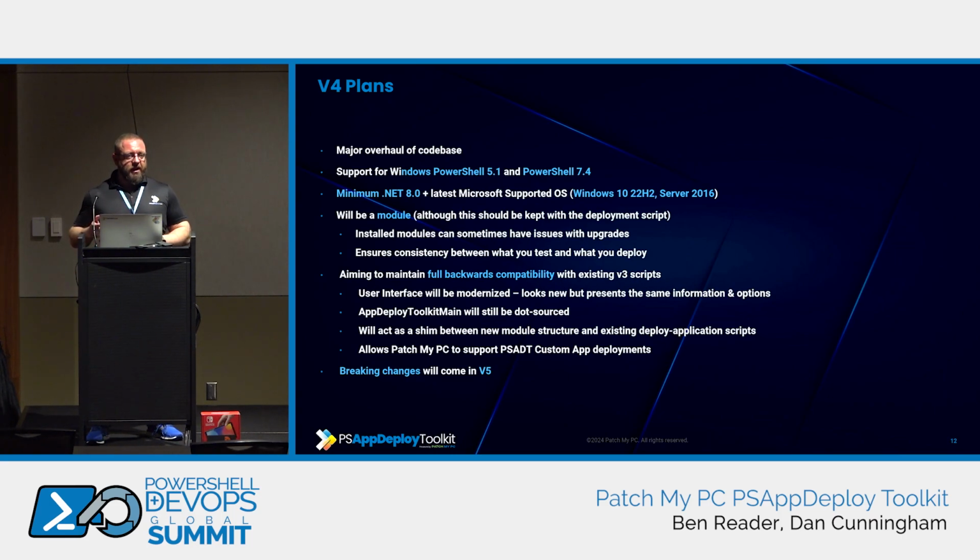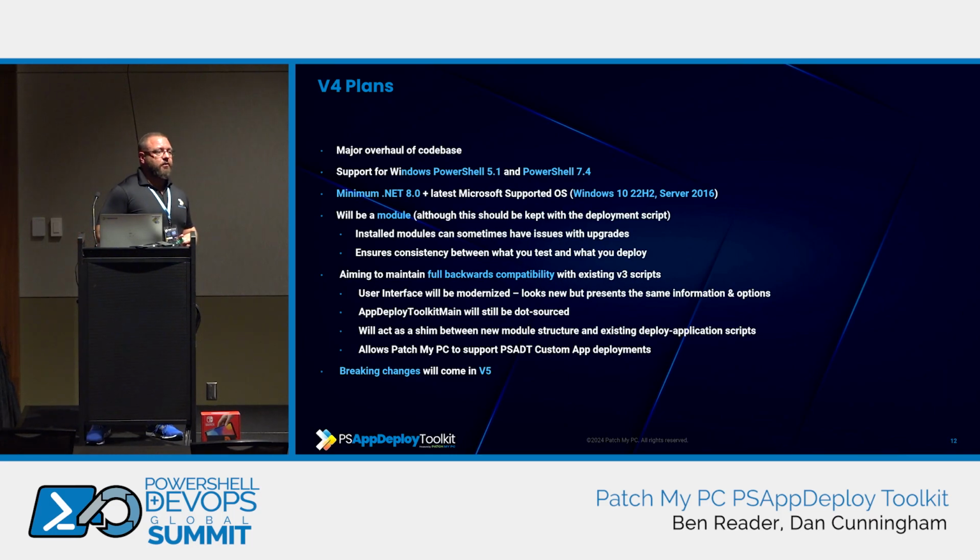When you dot source the app-deploy toolkit main, we're going to actually import the module, and we'll use the new app-deploy toolkit main as a shim. So it'll basically act as a translation layer between the existing script format and all of the new hotness. That's the intent as of right now. We're planning this out, and so far we haven't hit any major technical problems. I'm hoping we don't. I think it actually will work.